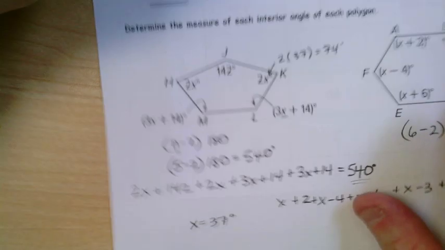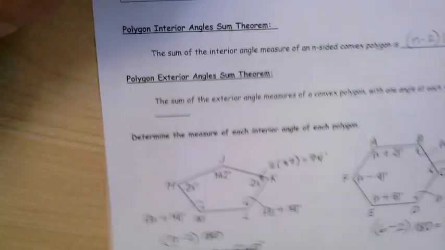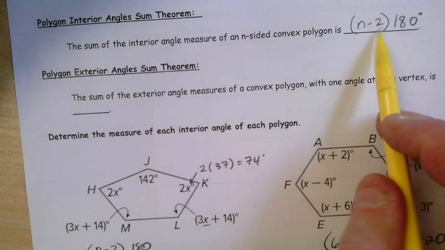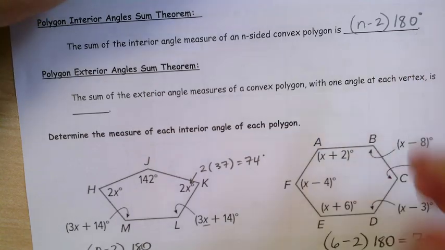So again, what is the formula for the sum of the interior angles of a polygon? n, which stands for number of sides, minus 2, times 180. Okay? Now, let's continue on. We've got a couple more practice problems here that deal with this idea.